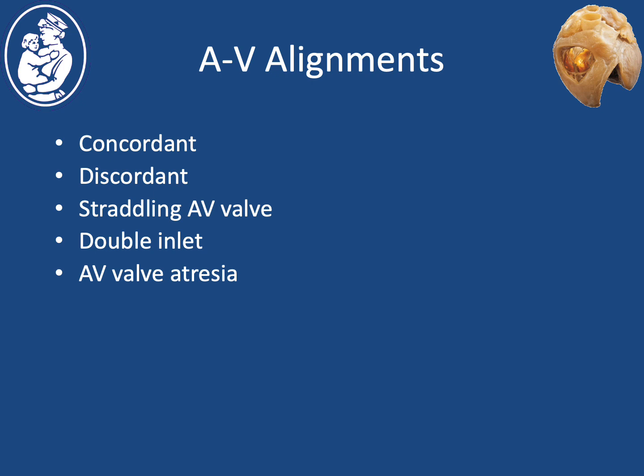There are a number of possible atrioventricular alignments. Concordant, as we saw in the previous slide. Discordant, just the opposite of the previous slide, where the right atrium drains into, or is aligned with, the left ventricle. A straddling AV valve. Double inlet ventricle, where both AV valves drain into the same ventricle. And AV valve atresia.